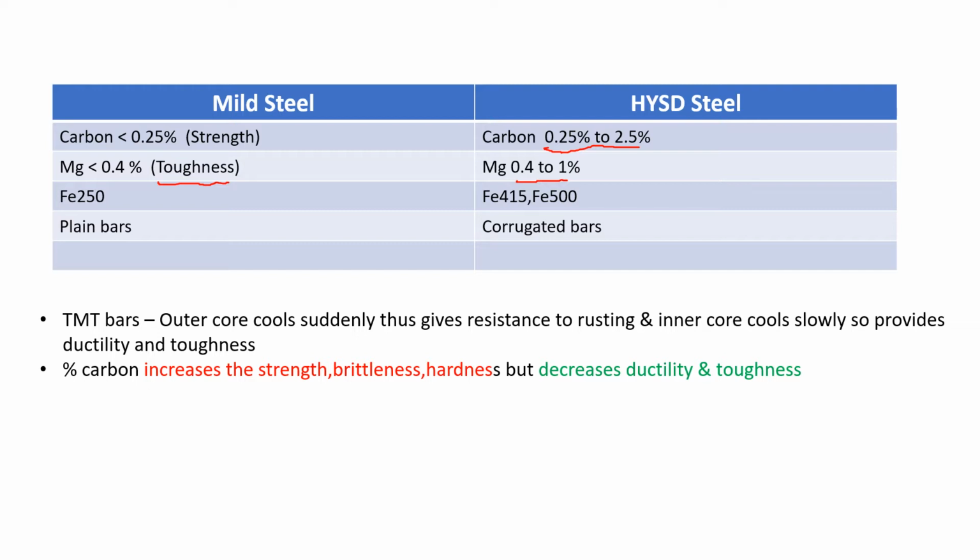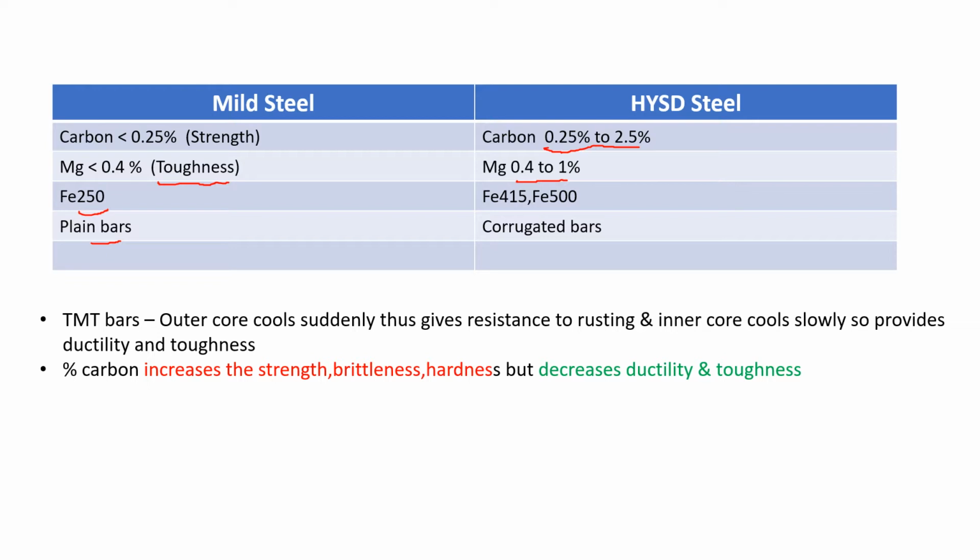The general grading of mild steel is Fe250. We all know that 250 is the yield strength, and here HYSD varies from Fe415 to 500. Those deal with the yield strength of that bar. Mild steel is generally available as plain bars, 6 mm available, and HYSD bars start from 8 mm diameter, varying up to a number of diameters.